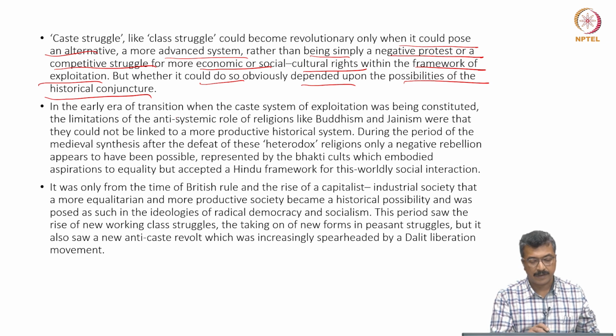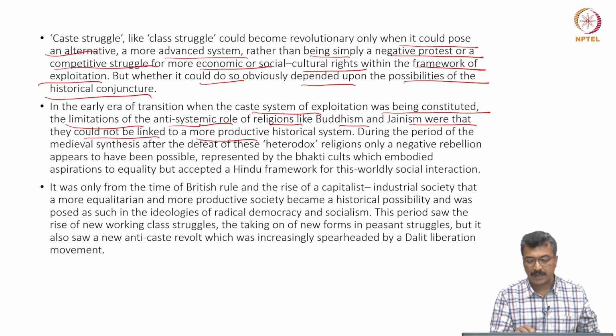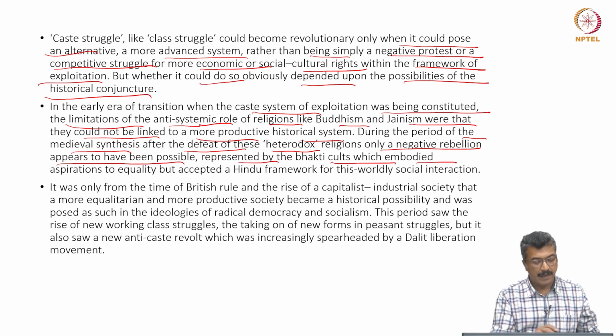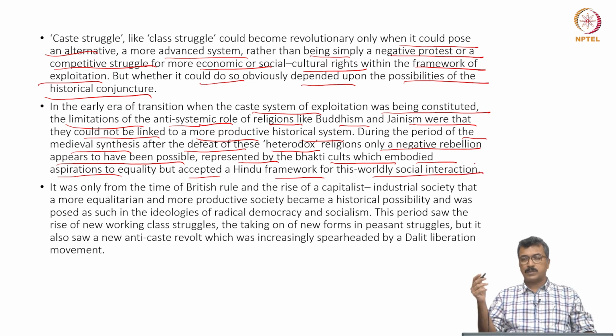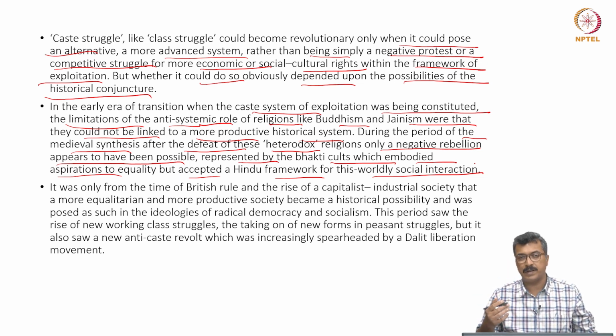In the early era of transition, when the caste system of exploitation was being constituted, the limitations of the anti-systemic role of religions like Buddhism and Jainism were that they could not be linked to a more productive historical system. During the period of the medieval synthesis, after the defeat of these heterodox religions, only a negative rebellion appears to have been possible, represented by the Bhakti cults, which embodied aspirations of the equally but accepted Hindu framework for this worldly social interaction. So she's talking about how during different periods in the medieval period, or even in the beginning of the second millennia, you had these different possibilities offered.